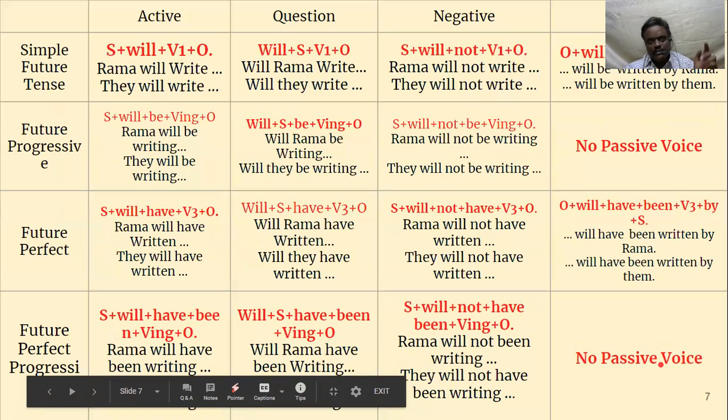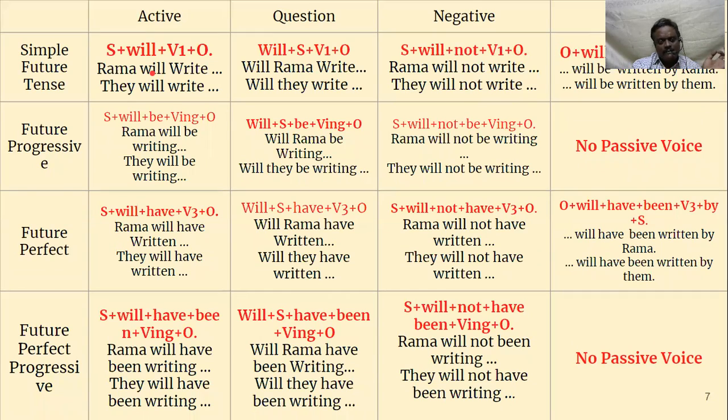Let's go to the future tense. We have simple future tense. Here it is almost all like present tense only, but we add will and a little bit changes. In present tense, we use V1 or Vs, but once we add the helping verb will, there is no need of using Vs. Directly we use V1, irrespective of whether the subject is singular or plural. You don't need to worry. Just use V1. So we write Rama will write a letter. They will write a letter. In present tense, Rama writes a letter, but here Rama will write a letter, not writes.